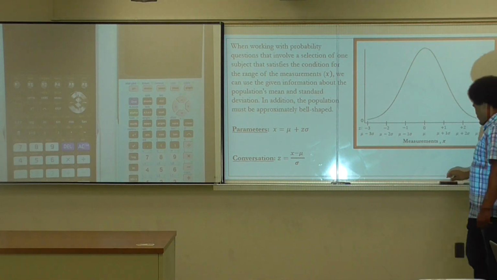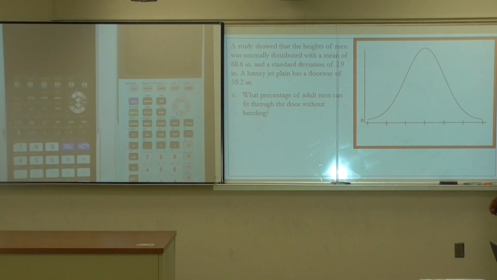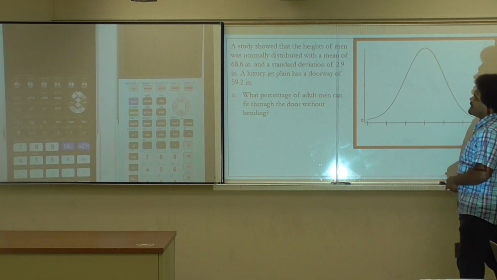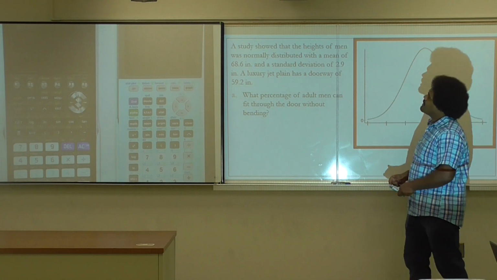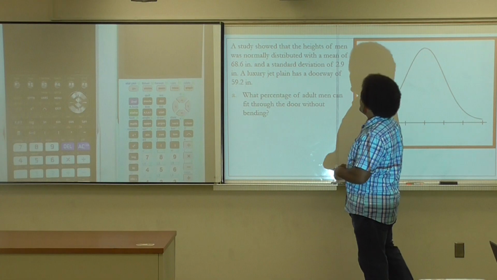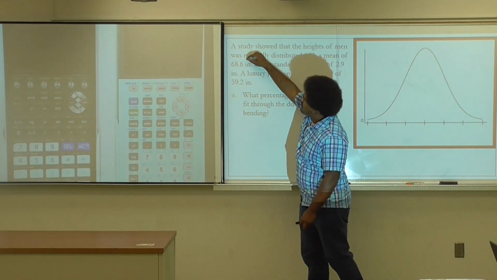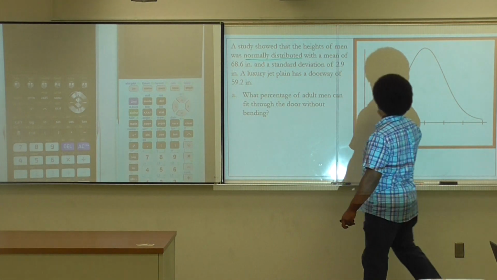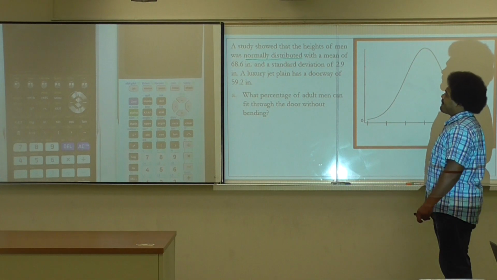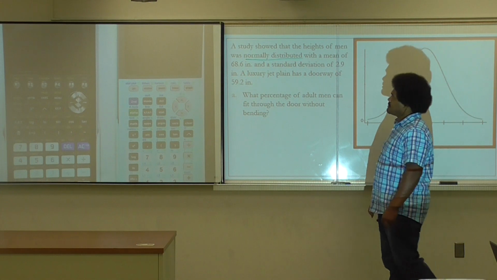So let's look at the first example. What's it saying? Over here, we notice that a study showed that the heights of men are normally distributed. So that's good to know. We know it's normally distributed. That's wonderful, so I can definitely use the Gaussian curve, aka the normal distribution curve.